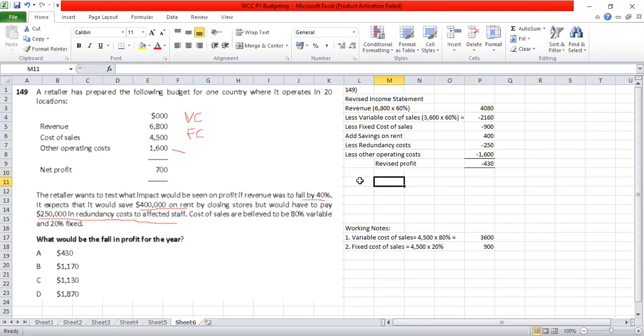The overall impact is what we have to find out. So what would be the overall fall in profit? As of now, it is 700. From 700, it has to go 700 minus 430. This is only the revised profit. Now the fall in profit is measured against the present profit. Present profit is 700. The revised profit is minus 430. So the change or fall in profit is equal to 700 minus 430.